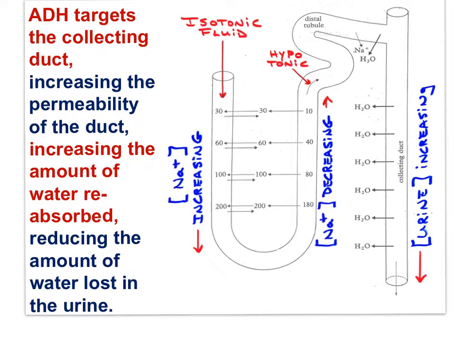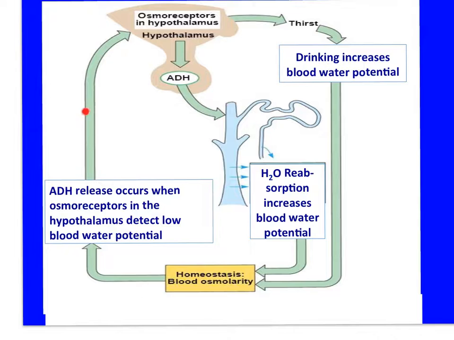In writing, ADH targets the collecting duct, increasing the permeability of the duct, which increases the amount of water reabsorbed to the bloodstream, reducing the amount of water lost in the urine. When water availability is high through inputs of eating or drinking, ADH secretion would be inhibited, resulting in greater water loss in the urine. If blood water potential is low, this is monitored by osmoreceptors in the hypothalamus.